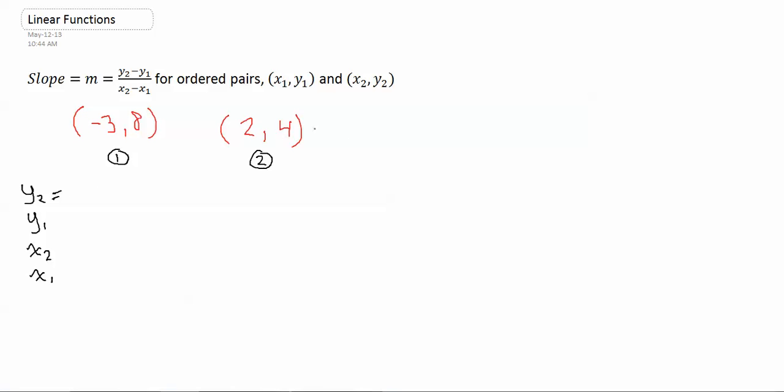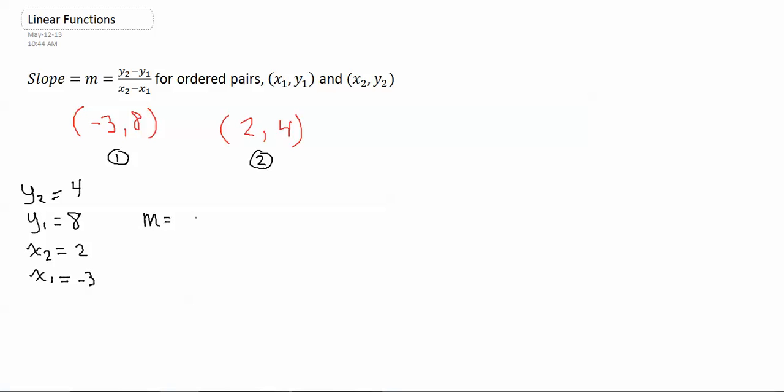So my y2 is going to be 4. My y sub 1 is going to be 8. My x sub 2 is 2. And my x sub 1 is negative 3. So remember, if I'm looking for x1, I go to my first set of points and its x value. If I'm looking for y sub 2, then I go to my second set of points and I look for my y value.